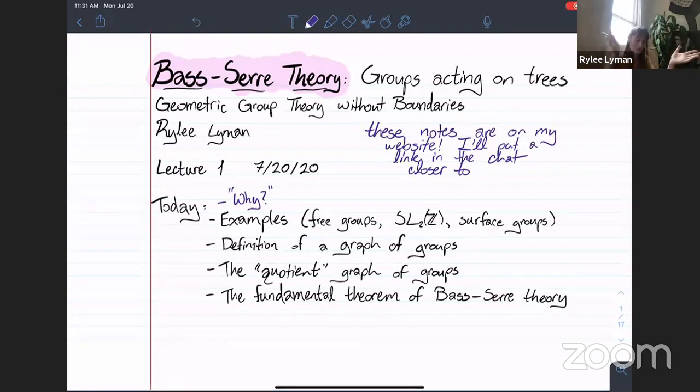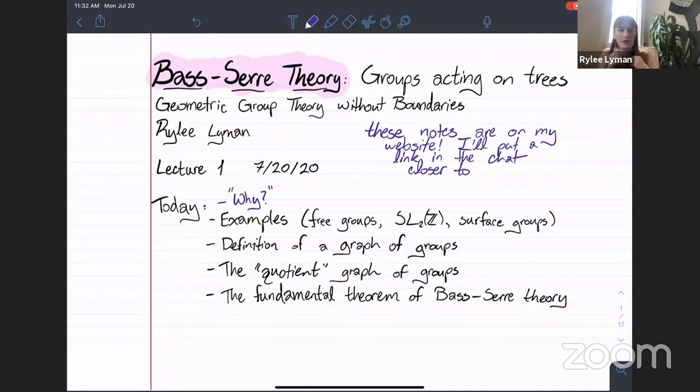Okay, cool. So I wanted to start first off with the overview of why you should care about Serre theory, at least as a geometric group theorist: it's really one of the main inductive tools in studying groups. What Serre theory allows you to do is break large groups into smaller pieces, understand the pieces and how they fit together, and hopefully understand something about the group that you started with.